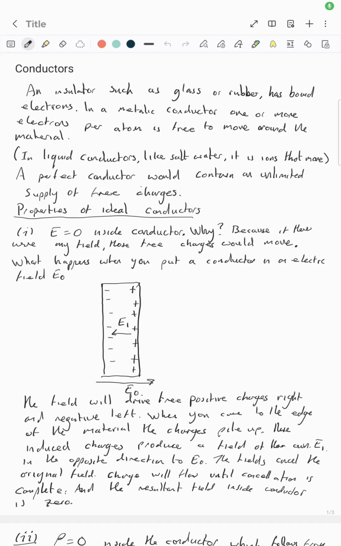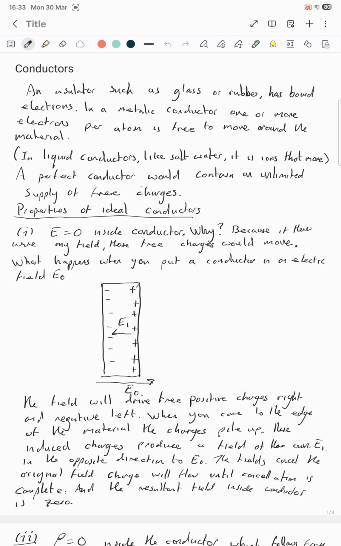Now this is about conductors. An insulator such as glass or rubber has bound electrons. In a metallic conductor, one or more electrons per atom is free to move around the material. In liquid conductors like salt water, it is the ions that move, sorry. A perfect conductor would contain an unlimited supply of free charges, which is unrealistic.